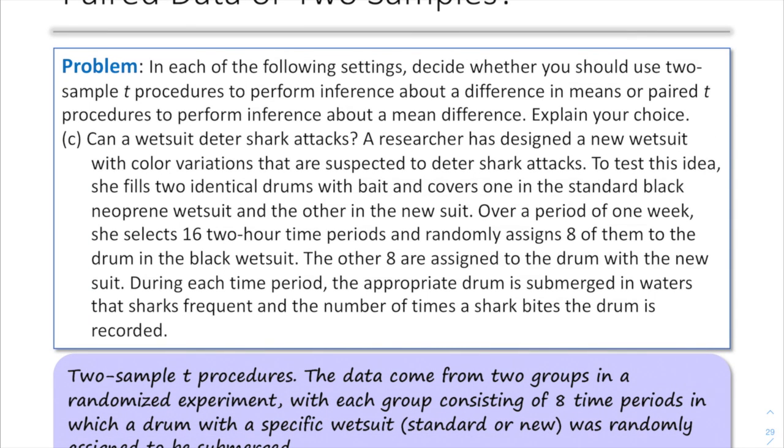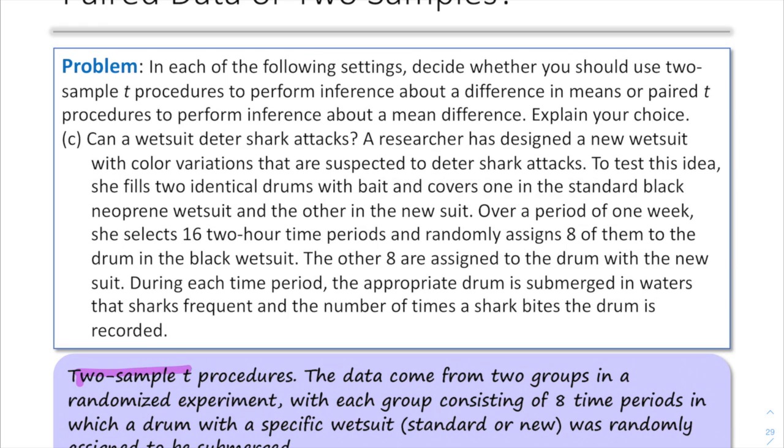Can a wetsuit deter shark attacks? A researcher has designed a new wetsuit with color variations that are suspected to deter shark attacks. To test this idea, she fills 2 identical drums with bait and covers one in the standard black neoprene wetsuit and the other in the new suit. Over a period of 1 week, she selects 16 2-hour time periods and randomly assigns 8 of them to the drum in the black wetsuit. The other 8 are assigned to the drum with the new suit. During each time period, the appropriate drum is submerged in waters that sharks frequent, and the number of times a shark bites the drum is recorded.